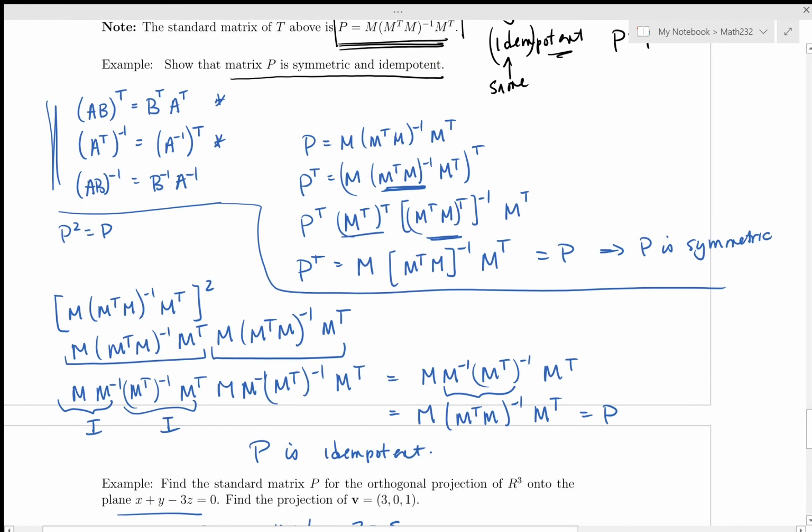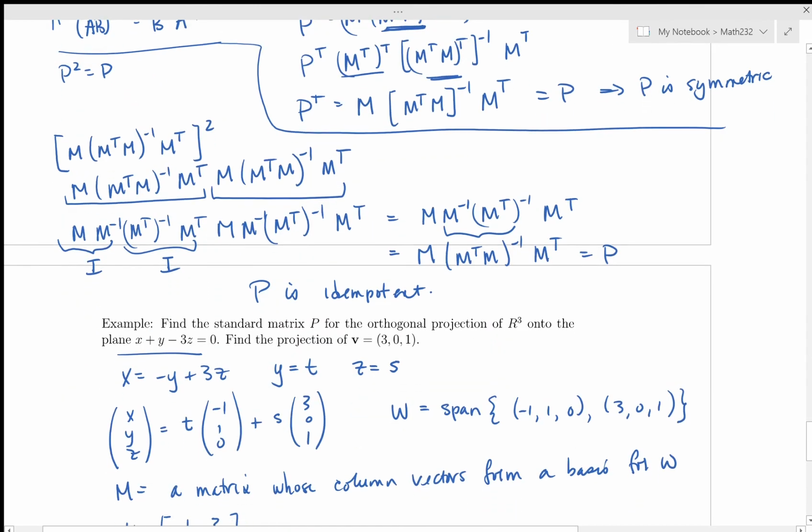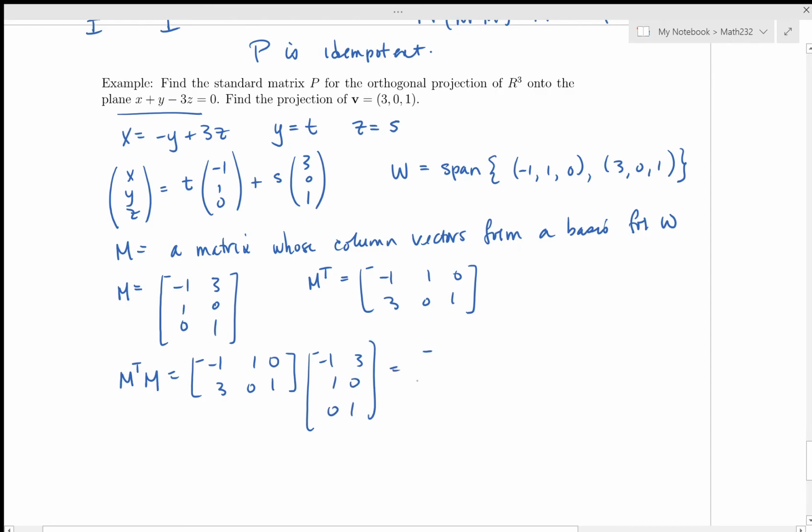I'm just going to wind back here. This formula here. So I have to take M, I have to have the transpose, I have to take an inverse, I have to go ahead and do that. So I'm going to do that once. So I've got M. Let me just then identify M transpose. That looks like this: -1, 1, 0, 3, 0, 1. And then M transpose M is going to be -1, 1, 0, 3, 0, 1 times -1, 3, 1, 0, 0, 1, and that is this guy here, 2, -3, -3, 10.